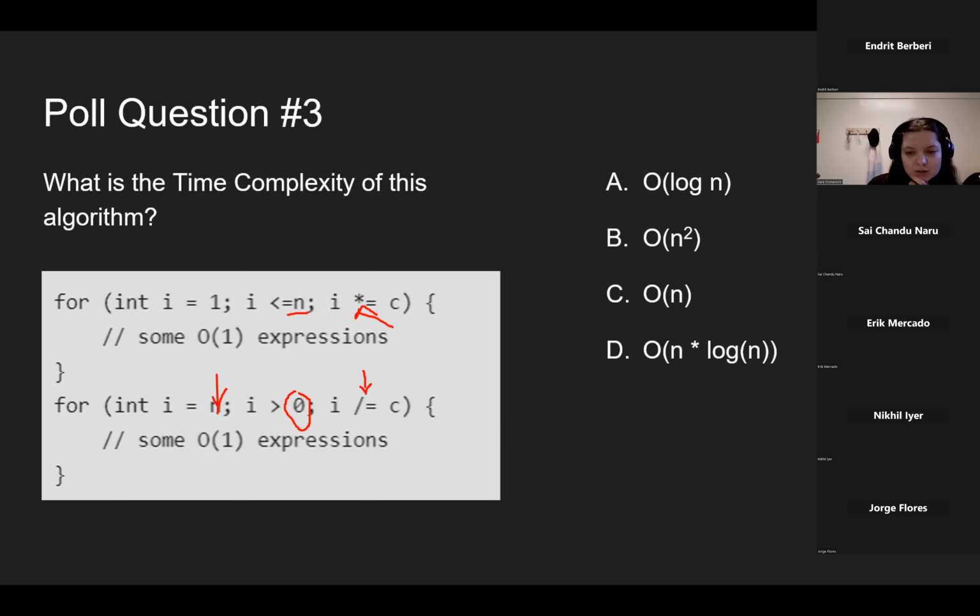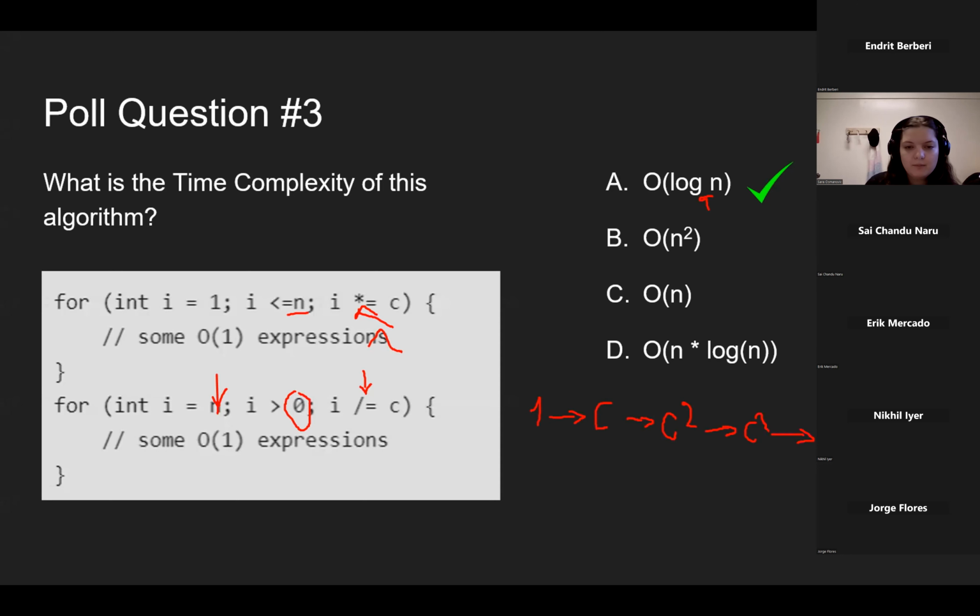Okay. So, the answer is log n. We don't necessarily specify the constant or the base of the logarithm. You're right, Jade. But because i is multiplied each time, starting with 1, the first iteration is 1. The next iteration you're going to have c, then c squared, then c cubed, etc.